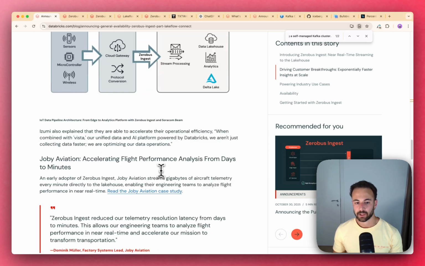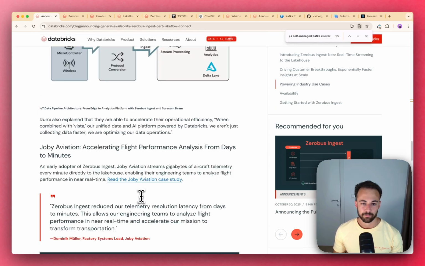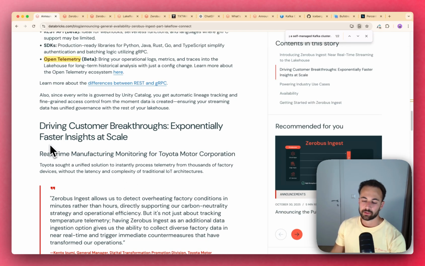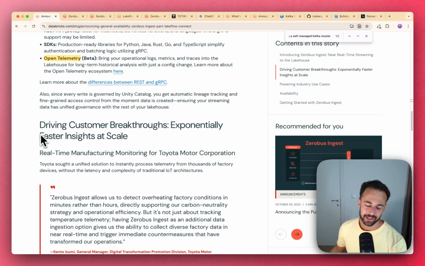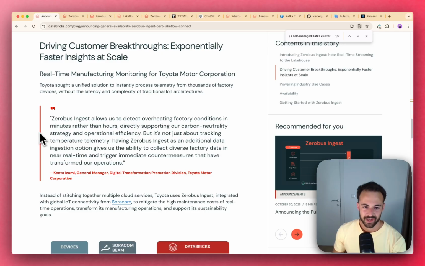And then we have apparently some customer testimonials, and we're almost done. Let's read through this. Again, pinch of salt. I hate customer testimonials because I don't trust them. Real-time manufacturing monitoring for Toyota Motor Corporation. Toyota sought a unified solution to instantly process telemetry from thousands of factory devices without the latency and complexity of traditional IoT architectures. Zerobus Ingest allows us to detect overheating factory conditions in minutes rather than hours, directly supporting our carbon neutrality strategy and operational efficiency.